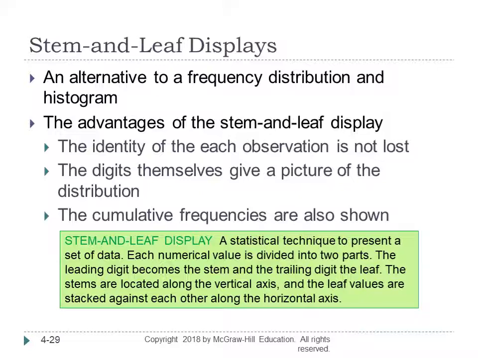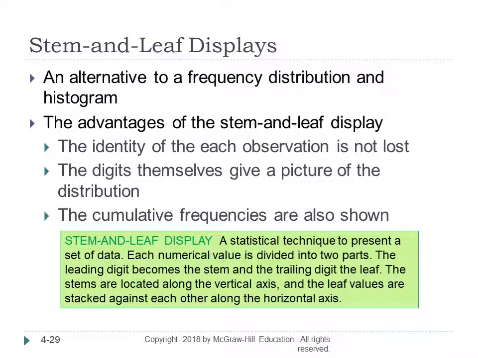Let's start with the definition of stem and leaf display, and then we will go to the next slide and look at an example. The stem and leaf display is a statistical technique to present a set of data. Each numerical value is divided into two parts. The leading digit becomes the stem, and the trailing digits become the leaf. The stem is located along the vertical axis. You can list the stems, and for each stem you can list all the leaves.